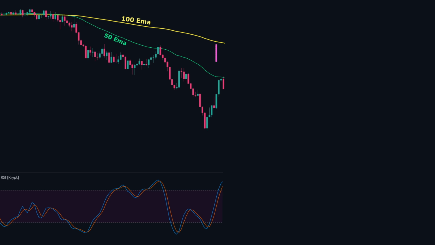First, confirm that the 50-period moving average is positioned below the 100-period moving average. This configuration indicates a downtrend in the market. Additionally, both moving averages should be sloping downward, reinforcing the bearish momentum.